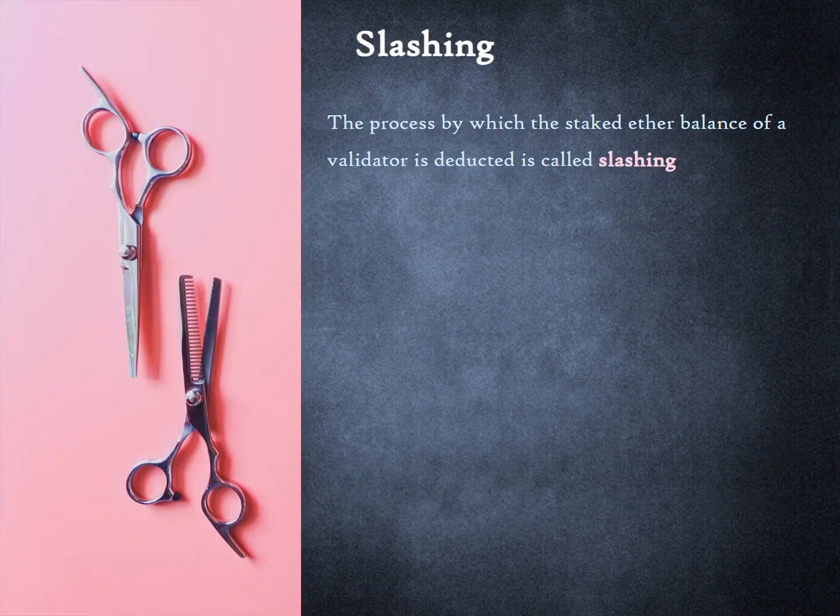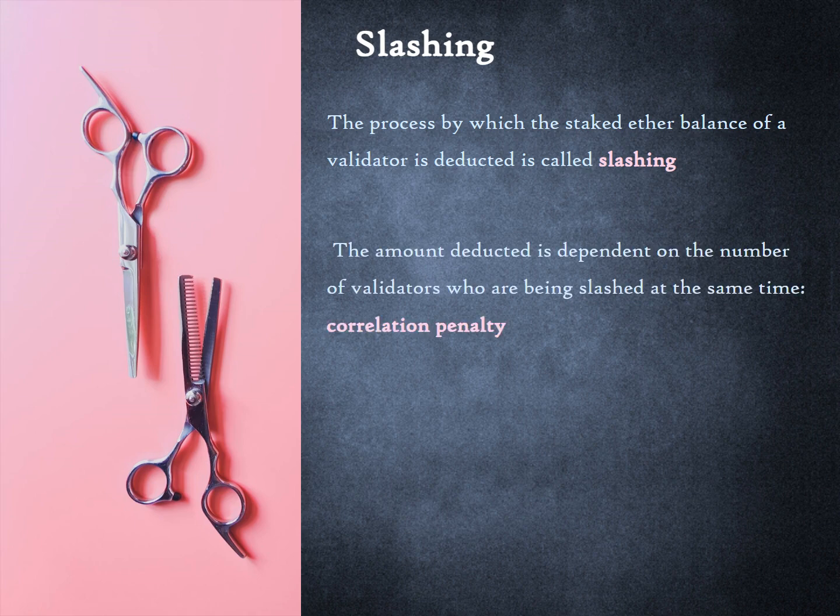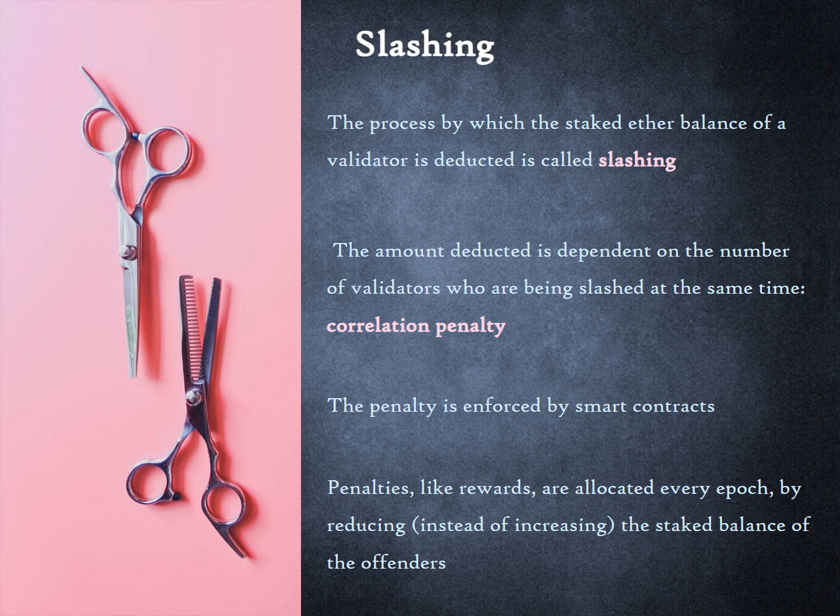The process by which the staked Ether balance of a validator is deducted is called slashing. The amount deducted is dependent on the number of validators who are being slashed at the same time. This is called correlation penalty. The penalty is enforced by smart contracts. Penalties, like rewards, are allocated every epoch by reducing the staked balance of the offenders.